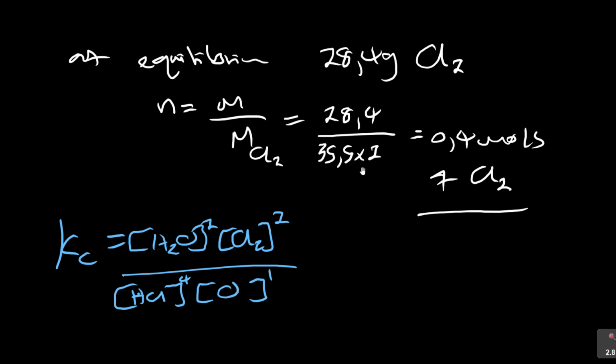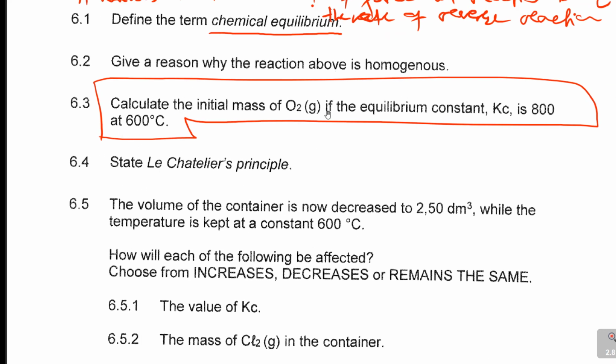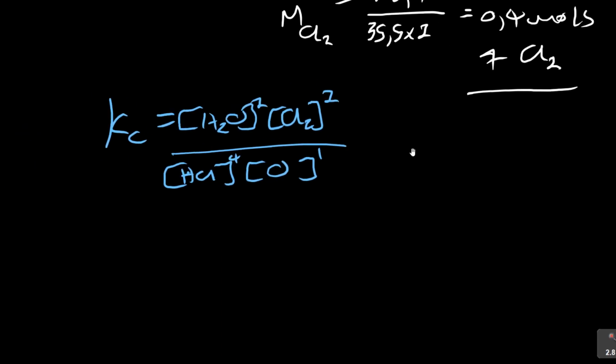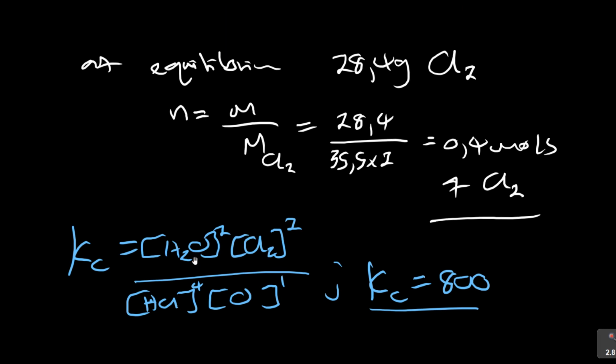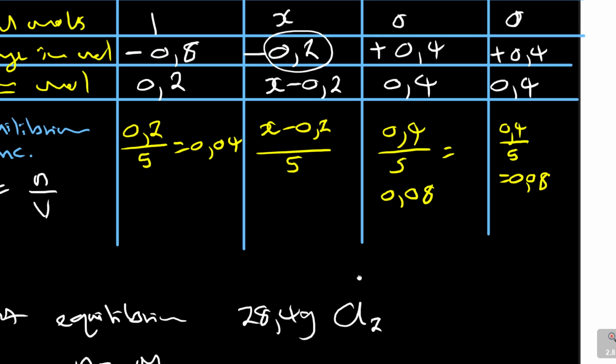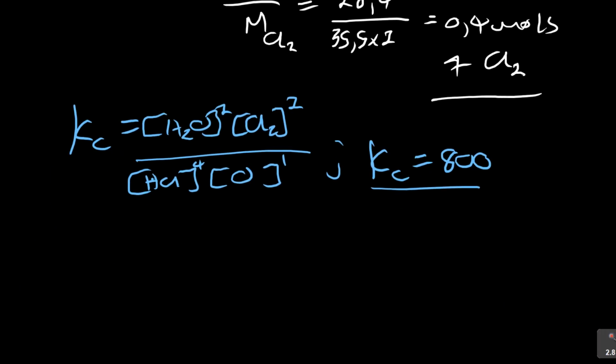So the question said, calculate the initial mass of this if the equilibrium constant Kc is 800. So they gave us also Kc here. Kc is equal to 800. Very important. So you now equate. You're going to take the values now and say, what is concentration of H2O? 0.08, Cl2 0.08. So I'm going to put these values now.